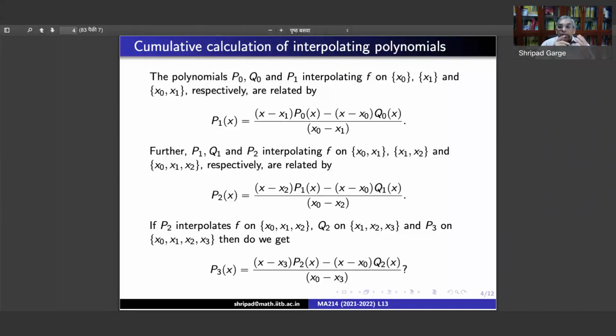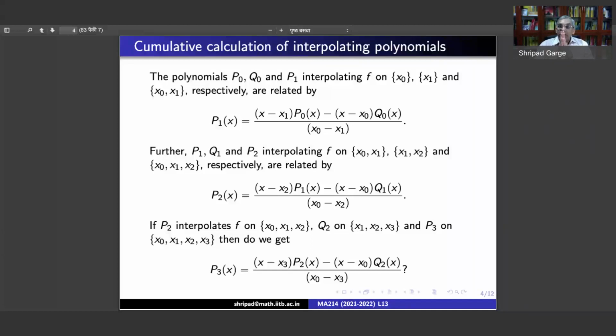So if you look at x0 on the right hand side, then the Q2 factor vanishes because it is (x minus x0) into Q2. That vanishes. You have (x0 minus x3) upon (x0 minus x3) into P2. But P2 does interpolate the function f on x0, x1 and x2. So P2 of x0 is f of x0, and (x0 minus x3) upon (x0 minus x3), they cancel out. So you do get that the value of the right hand side on x0 is the function value at x0.